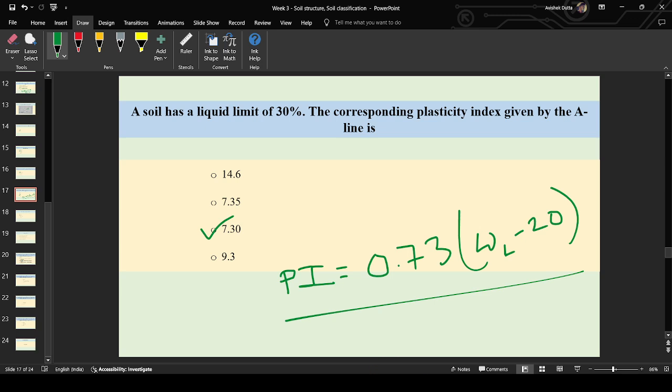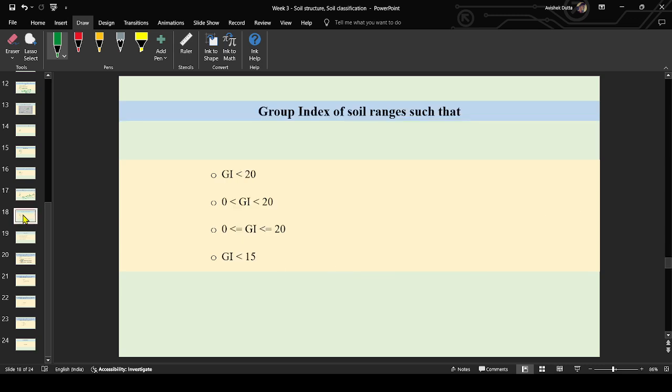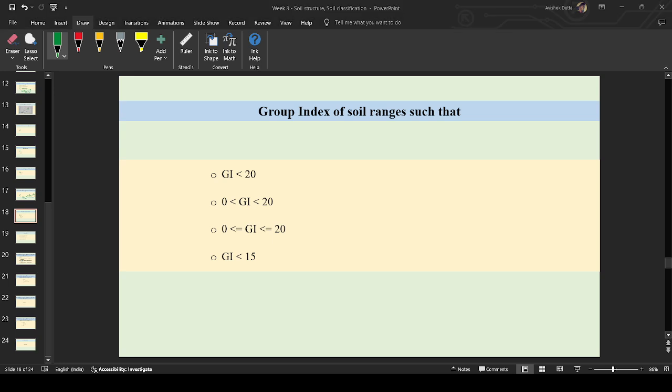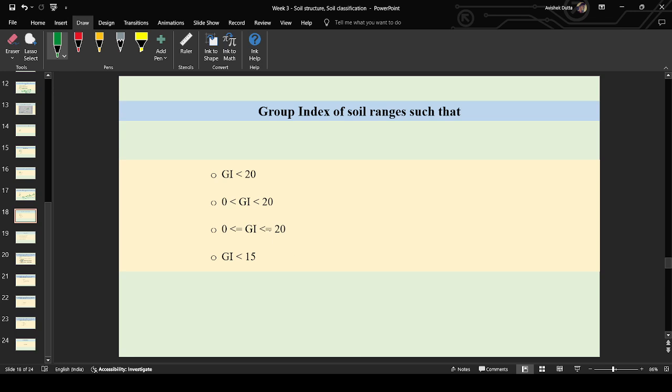Okay, next question. Group index of soil ranges such that, what is the answer? Greater than or equal to 0 and less than or equal to 20. Yes, very good. Group index is a classification system introduced by the Highway Research Board, HRB. Mainly it sees whether the soil is suitable for pavement design and construction.